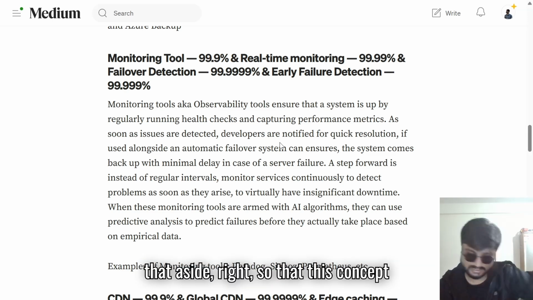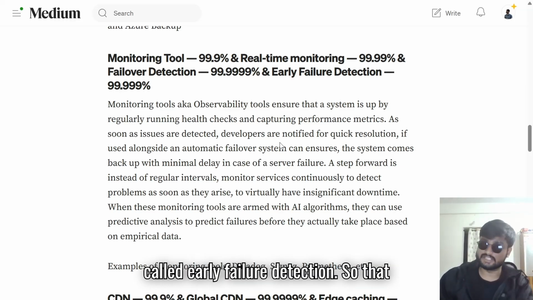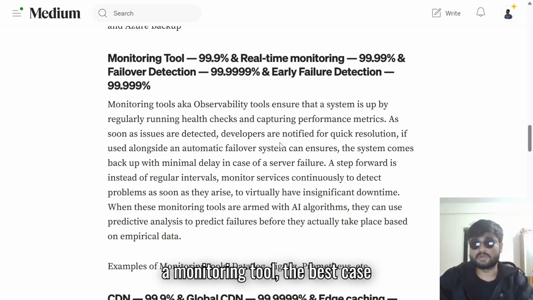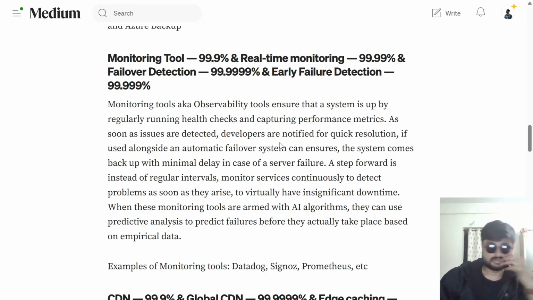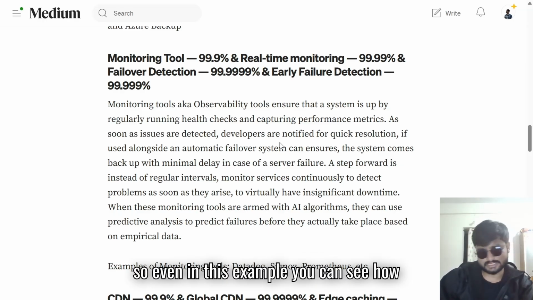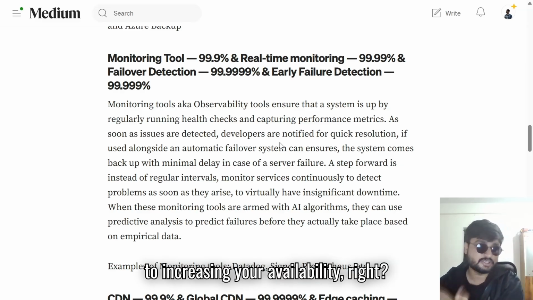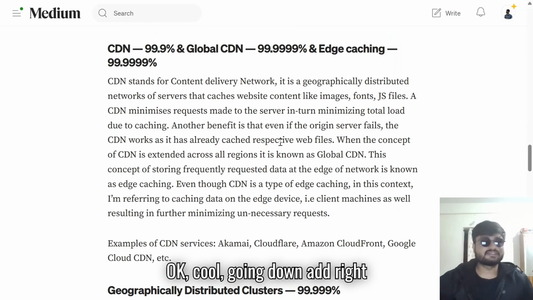Anyway, that aside, this concept of using AI algorithms to detect a failure before it actually happens is called early failure detection. That is the final stage of a monitoring tool, the best case scenario. So even in this example, you can see how fault tolerance is connected to increasing your availability, right? Okay, cool.